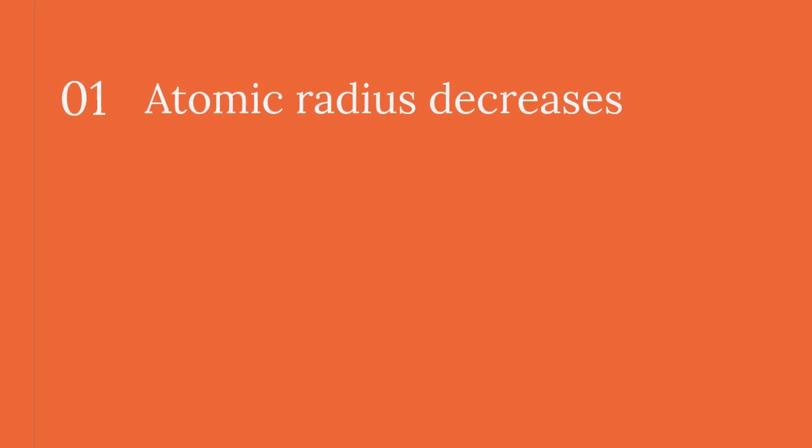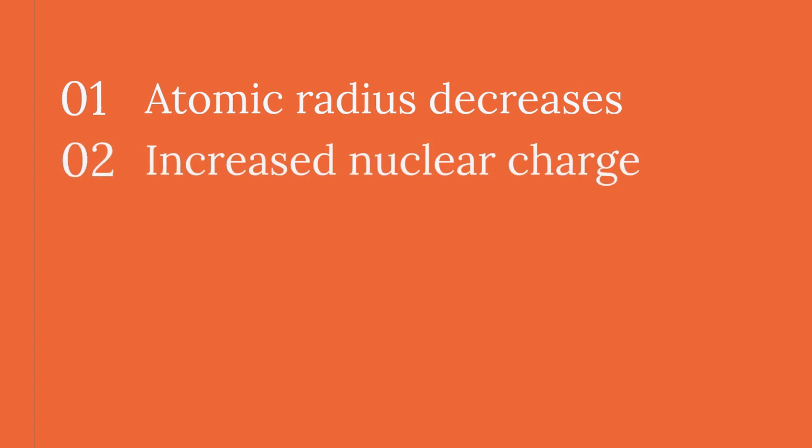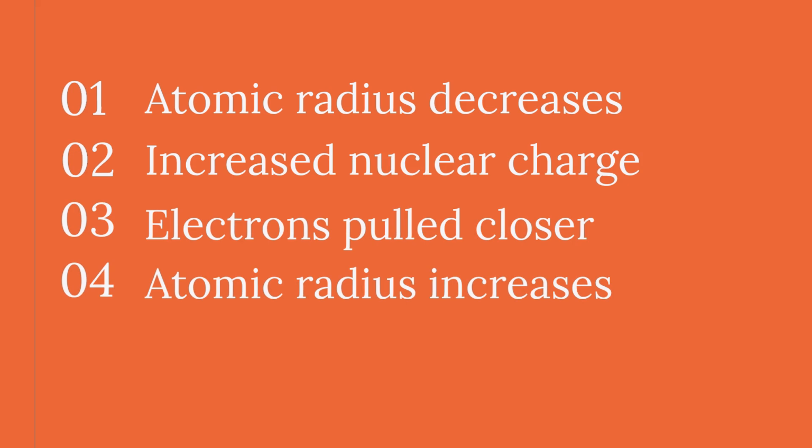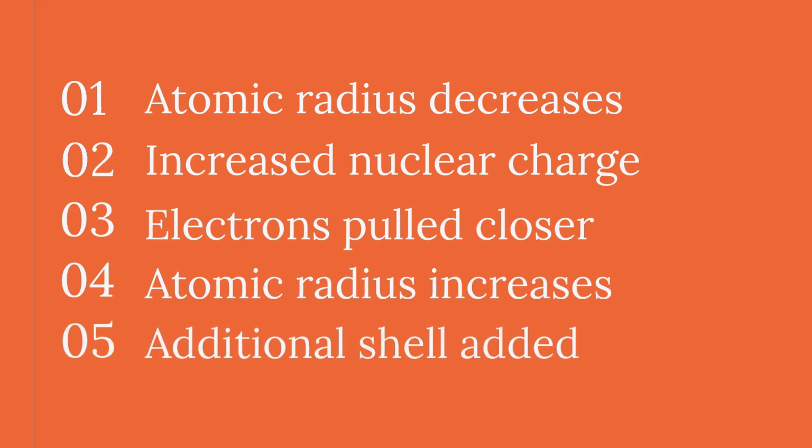Atomic radius decreases across a period. This results from increased nuclear charge pulling electrons closer. Down a group, atomic radius increases. An additional electron shell is added, increasing size. Atoms shrink across periods and grow down groups.